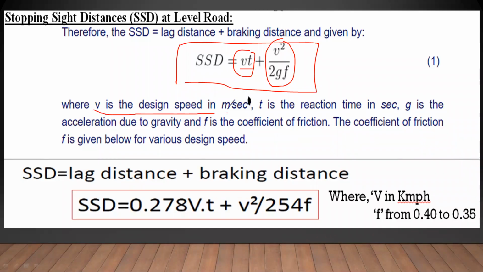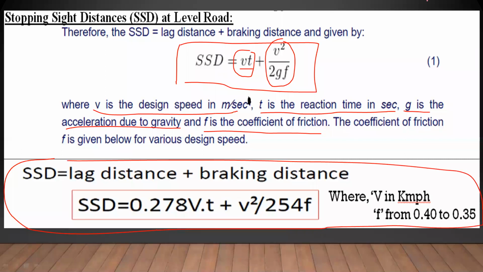Here v is the design speed in meters per second, t is the reaction time in seconds, g is the acceleration due to gravity, the constant value being 9.81 meters per second square, and f is the coefficient of friction. The coefficient of friction will be shown next. And this is the stopping sight distance in terms of capital V, that is in kilometers per hour. In kilometers per hour, in place of small v into t, you can write 0.278 capital V into t, plus V square by 254 into f.